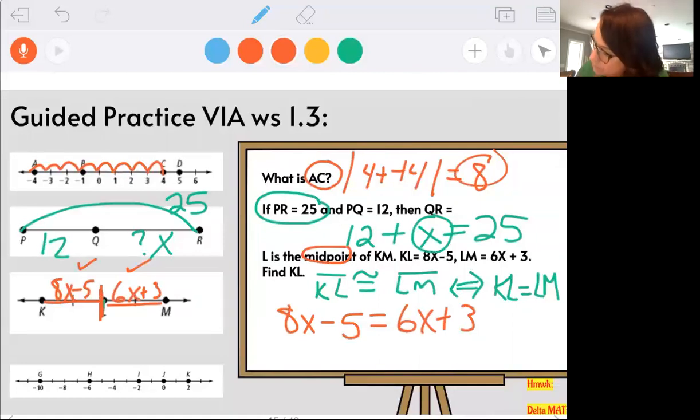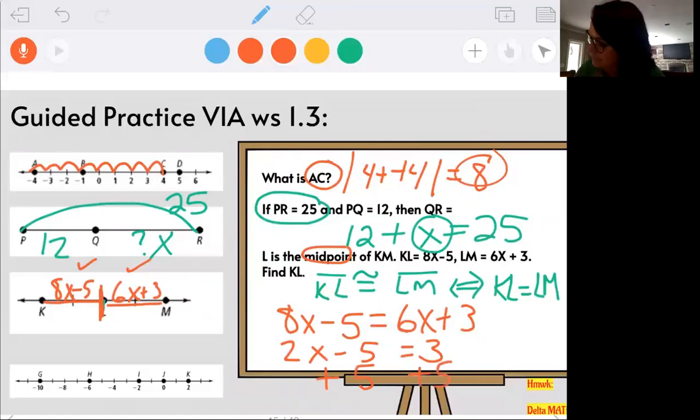All right. So there are no like terms to combine on either side. I'll subtract 6x from both sides to get it off of the right. 8x minus 6x is 2x. I'll add 5 to move that over onto the right-hand side. 3 plus 5 is 8. I get 2x equals 8. I divide both sides by 2 and I get x is equal to 4.